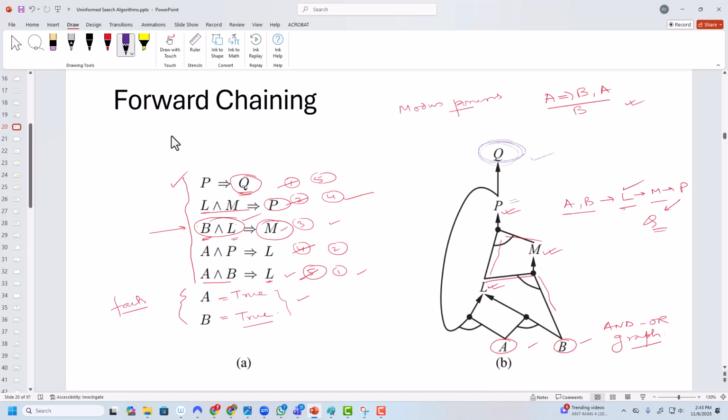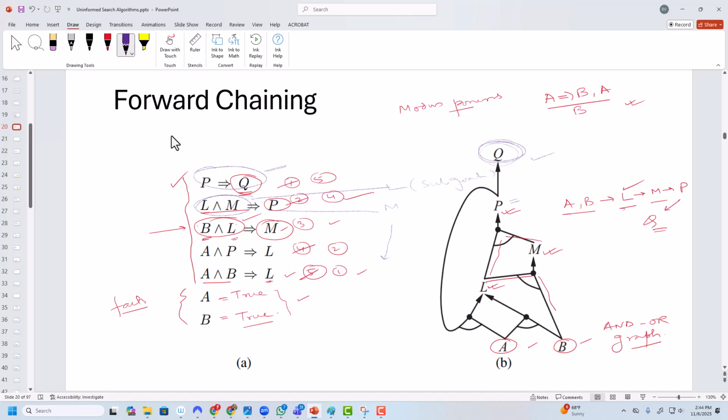If we want to prove Q, we look for rules that conclude Q. That's this one, P implies Q. Then we ask, can I prove P? To prove P, we find the rule L and M implies P. Now that breaks into smaller subgoals. We have to separately prove L and separately prove M. So these are the subgoals.